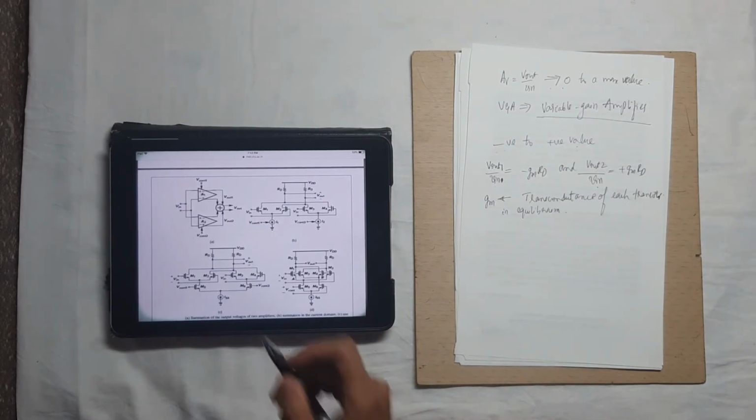Now this is with respect to the block diagram. How do we analyze that with respect to the circuit diagram? How do we draw the circuit of the combined voltage gain or combined output voltage?